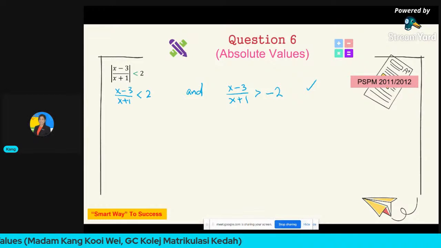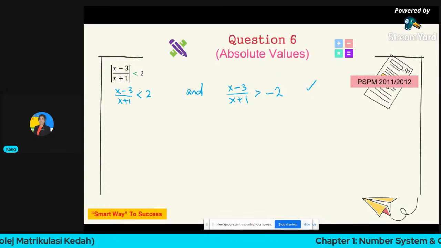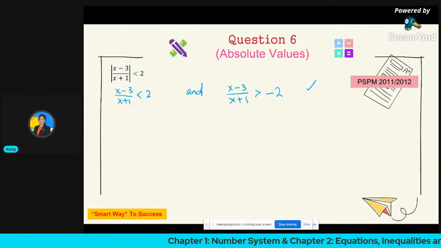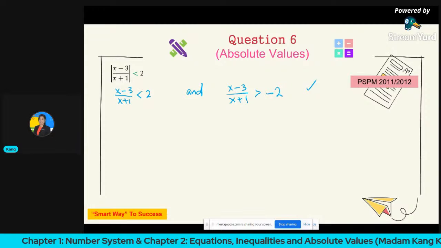Okay, 1 mark. Okay, so now this one goes back to the non-linear inequality. Do you remember the non-linear inequality, the steps of solving? Step 3, start from step 3. Rearrange the inequality to let the right-hand side equal to 0.